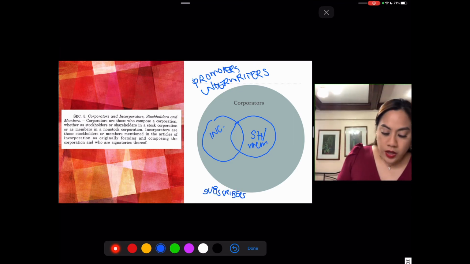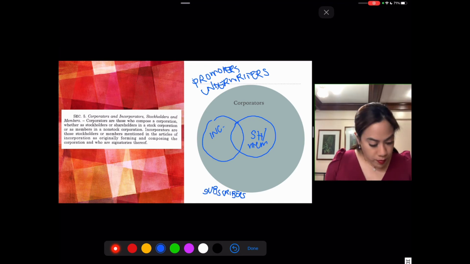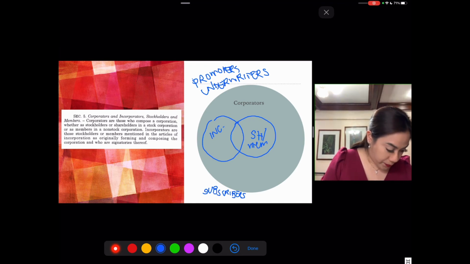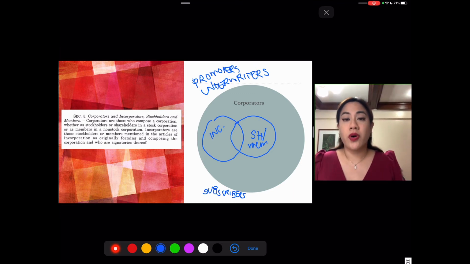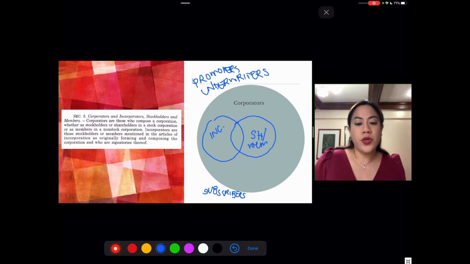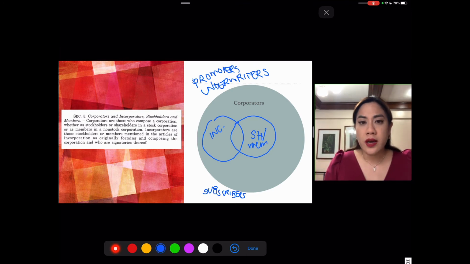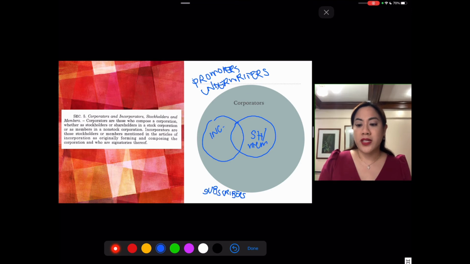So, what is a promoter? A promoter is a natural or juridical person who usually discovers a business and brings interested persons. So literally, they're promoting the corporation. They're the ones who recruit people who want to invest initially. Although the law does not require a promoter, usually it's to facilitate in the creation of a corporation, especially if you want to create a large corporation, and it may be difficult to find investors. Usually, promoters have the necessary connections already.